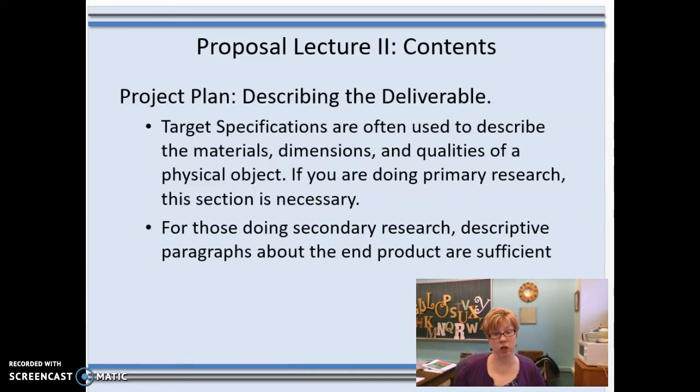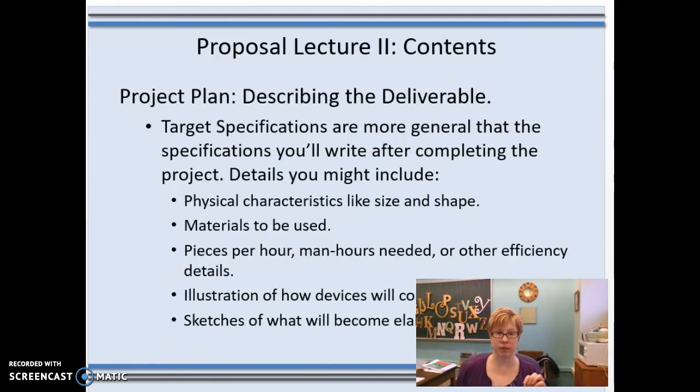For target specifications for primary research, you're looking at the physical attributes if it's an actual widget, or the design attributes if it's circuitry or information systems, that kind of thing. So materials that are going to be used, pieces per hour, man hours needed, other efficiency details, illustrations, sketches, those are the sorts of things to include.